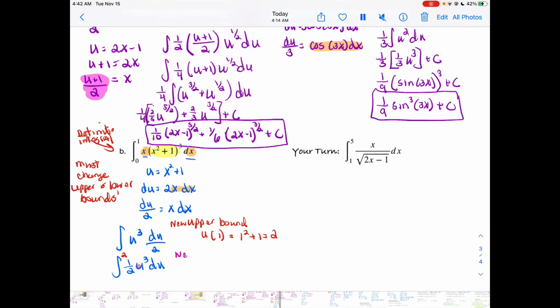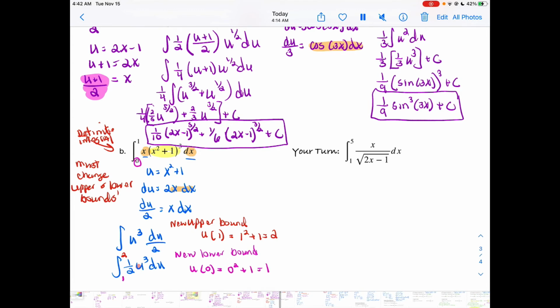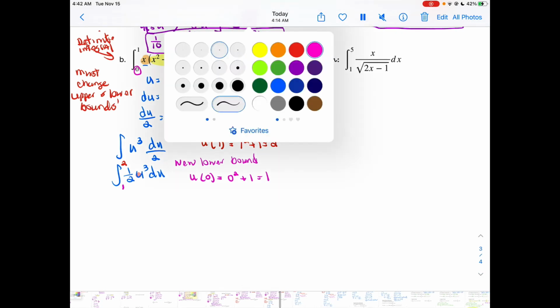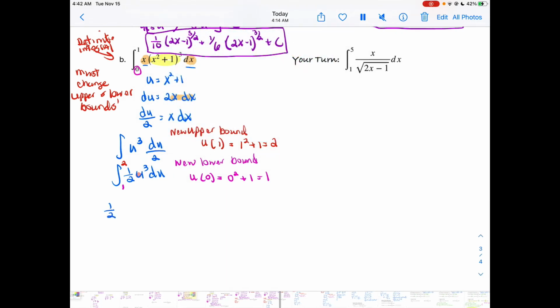To find my new lower bound, I do the same thing. So I go to my u function and I replace every x with 0. So I'm going to find u of 0, which gives us 1. So our lower bound is now 1. So this is the integral from 1 to 2 of 1/2 u cubed du. So let's integrate that. The 1/2 comes out, and remember the integral of u cubed is 1/4 u to the 4th. We're going to evaluate this from 1 to 2, or 1/8 u to the 4th, evaluated from 1 to 2.